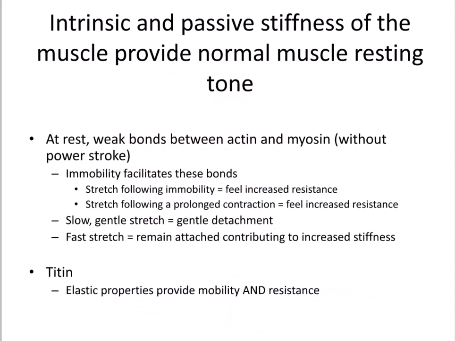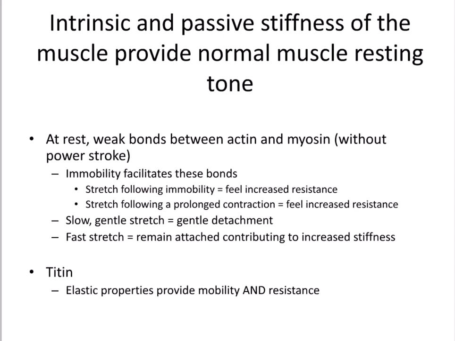So normal resting muscle tone is comprised of the intrinsic and passive stiffness of the muscle. If a muscle is at rest, there are going to be weak bonds between actin and myosin. If a person has a muscle that is immobilized, such as being in a cast for a long period of time, after as little as 2 weeks, you can try and stretch out that muscle and you'll feel an increased resistance because the muscle itself has been immobile.